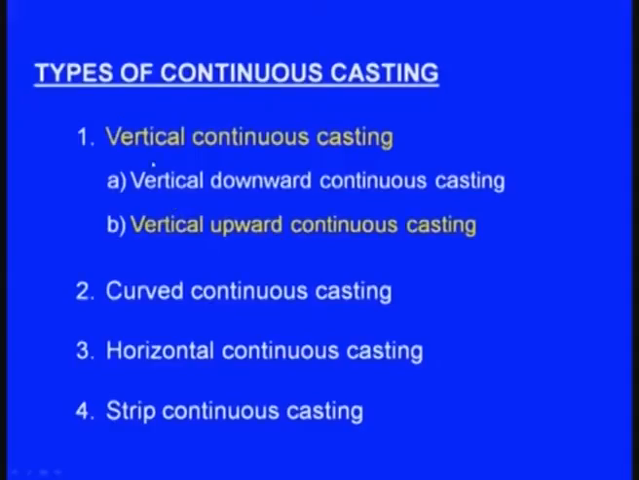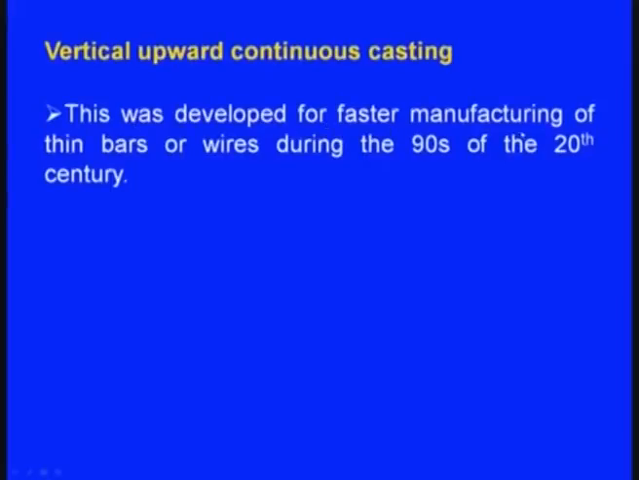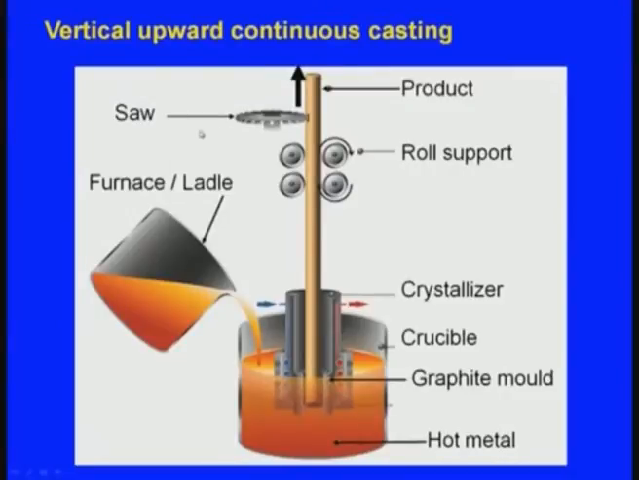The second one under the vertical continuous casting is the vertical upward continuous casting. In the case of the vertical downward continuous casting, the solidified bar is coming downwards, but in the case of the vertical upward continuous casting, the solidified bar goes upwards in the opposite direction. This was developed for faster manufacturing of thin bars or wires during the 90s of the 20th century.